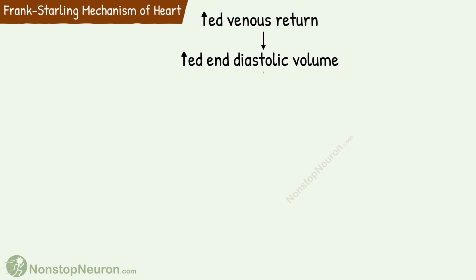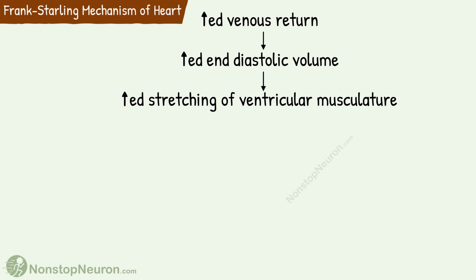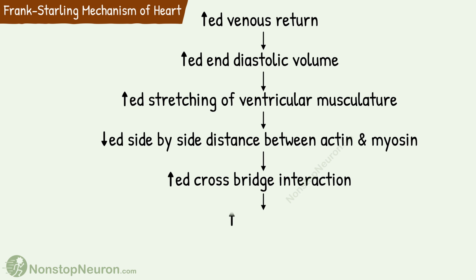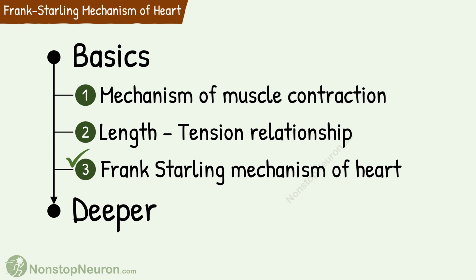The summary from this step is that increased venous return increases end-diastolic volume, which in turn results in a greater stretching of ventricular musculature. The stretching decreases side-by-side distance between actin and myosin filaments. So cross-bridge interaction increases and more force is generated. The forceful contraction increases stroke volume. In a nutshell, increased venous return increases stroke volume. So this was the final step in our discussion of Frank-Starling mechanism of the heart. Now let's understand its importance.